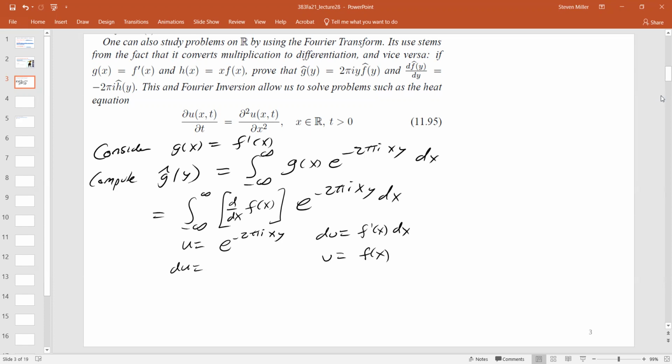And then du, we're differentiating with respect to x. So the derivative will be negative 2 pi i y e to the negative 2 pi i xy dx. And so it's uv from negative infinity to infinity minus the integral from minus infinity to infinity of v du. So what's going to happen for the uv term?